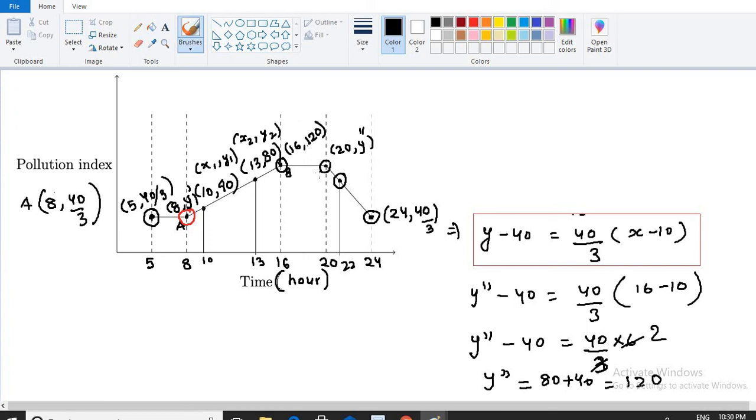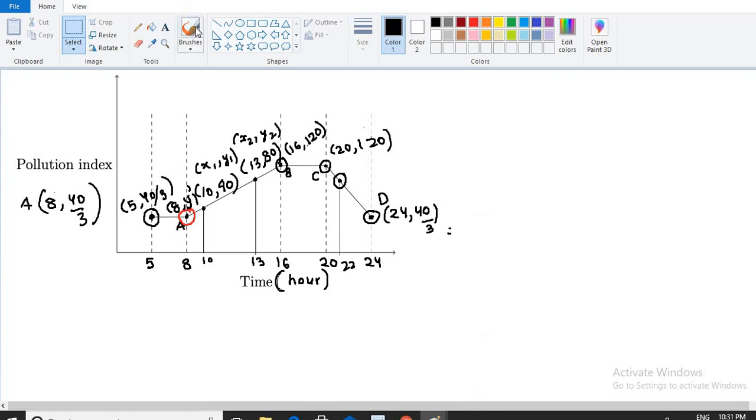So at this point also, at 8 p.m., your pollution index will become 120. So let me write 120 here also. Now one thing you observe is that you have got 2 points, and now you can form the equation of this line. Let me mark this as C and let me mark this with a D. You can form the equation of line CD. So let's find out what is the equation of line CD.